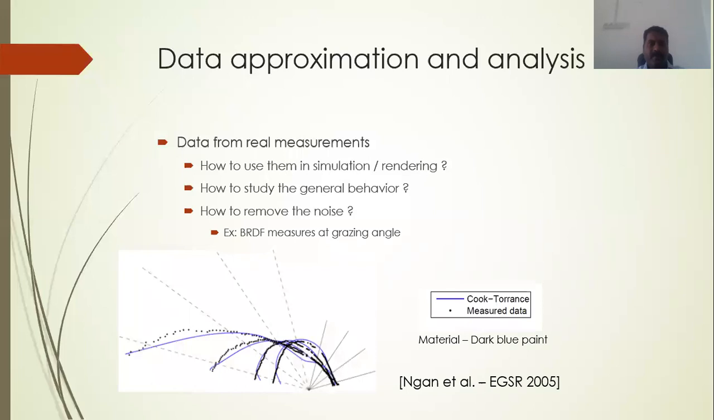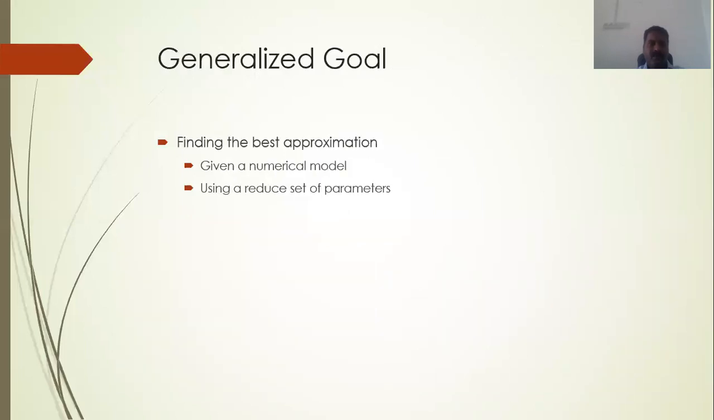Right? So, what is the general goal? Find the best approximation to the real world measurements. In other words, mathematically, given a numerical model using a reduced set of parameters, we need to fit the best curve to the data, right?